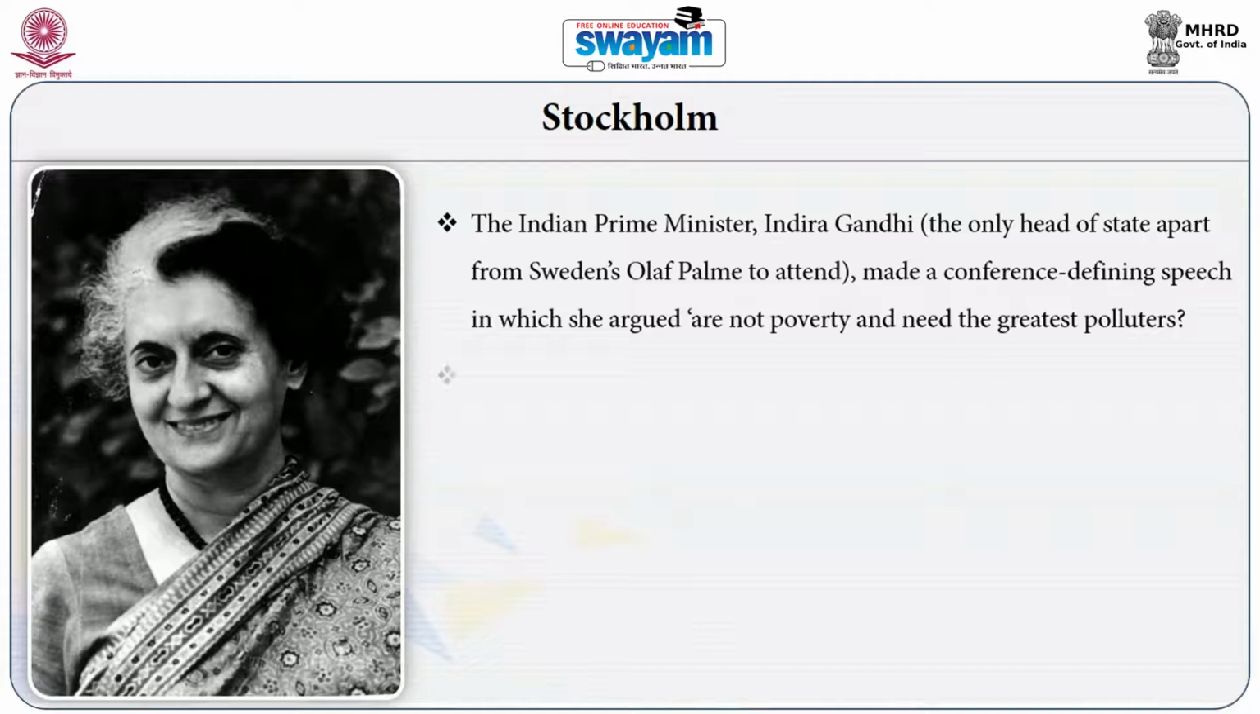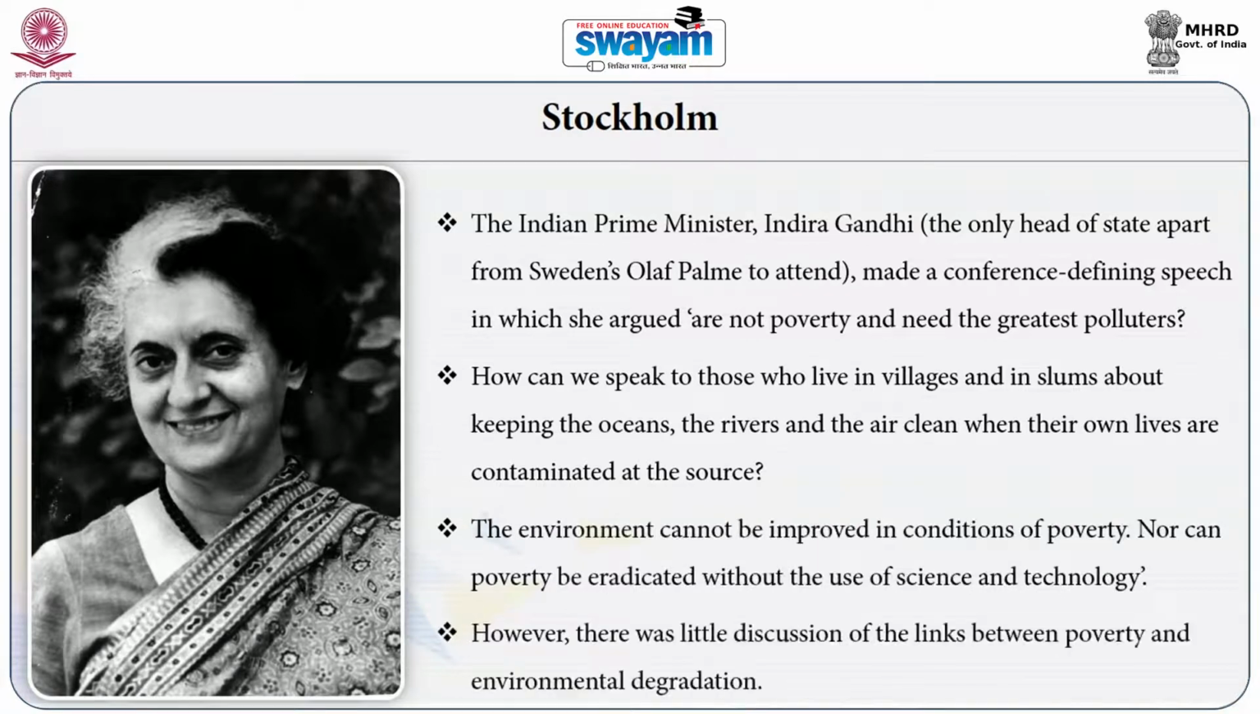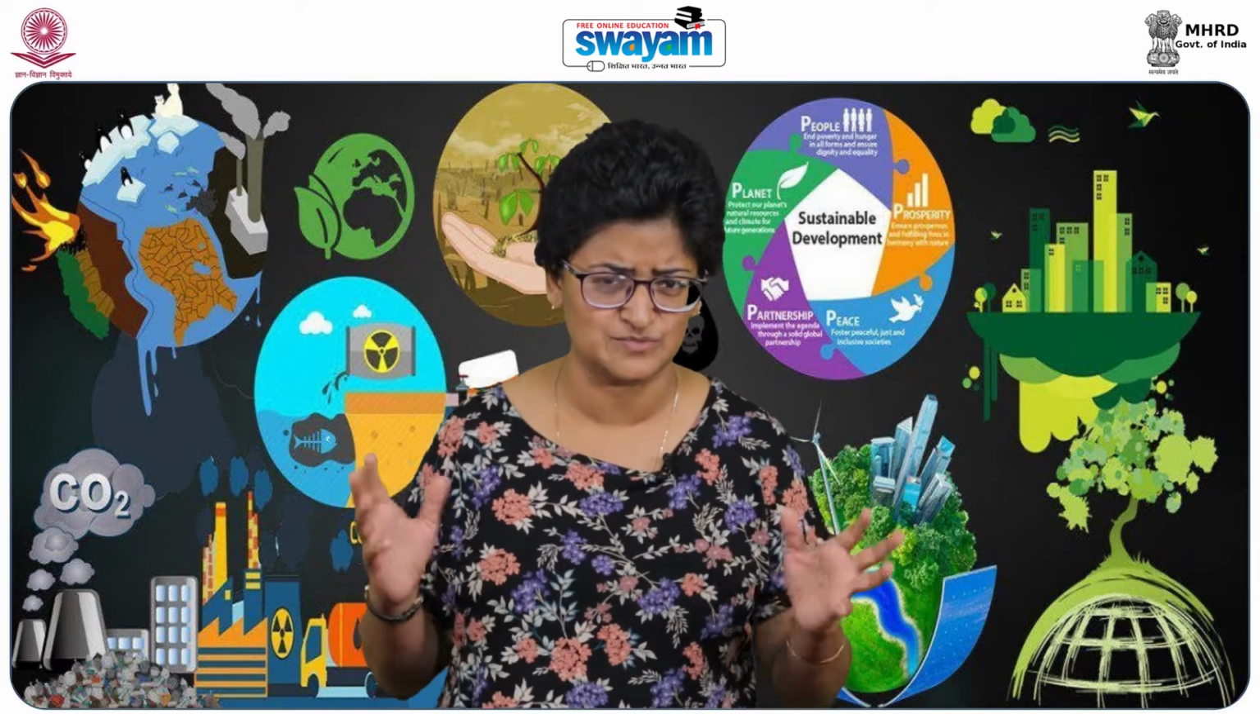Now, Indira Gandhi, representing India, makes a statement, and I'm going to read this statement because it kind of exemplifies the concerns of the developing and underdeveloped countries. She says, "Are not poverty and need the greatest polluters? How can we speak to those who live in villages and in slums about keeping the oceans and the rivers and the air clean when their own lives are contaminated at the source? The environment cannot be improved in conditions of poverty, nor can poverty be eradicated without the use of science and technology." This really exemplifies the entire problem at that time.